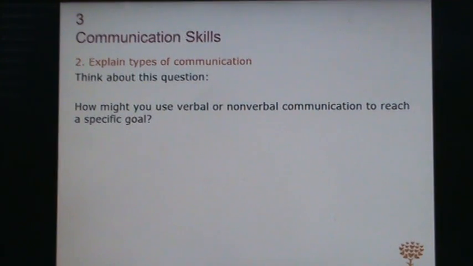So use verbal and nonverbal communication to reach your goal. Like in my case, I was able to adjust the way I spoke and the way I acted, my body language in my second case. And by the way, at the end of the whole thing, I succeeded in achieving what I wanted out of that case.